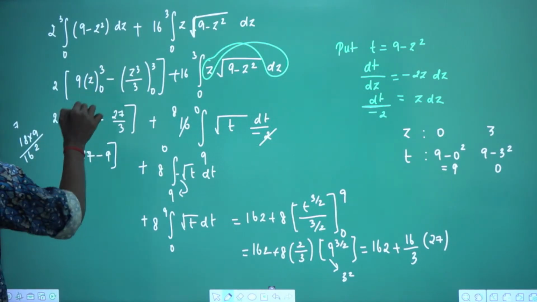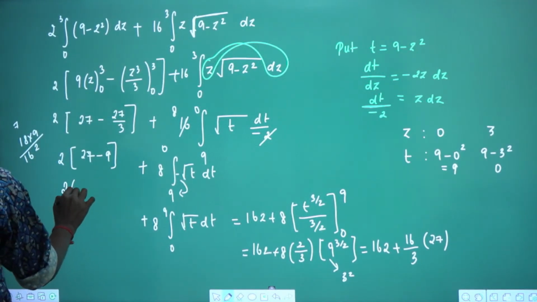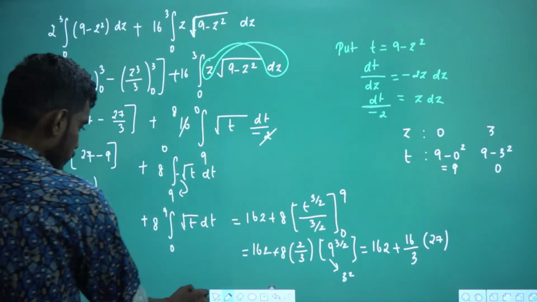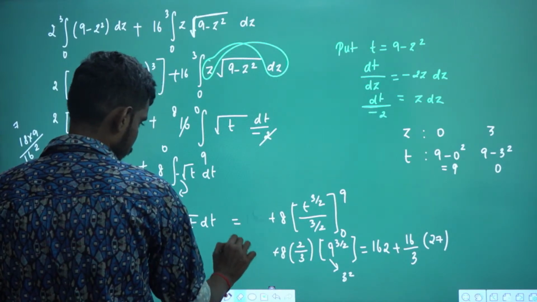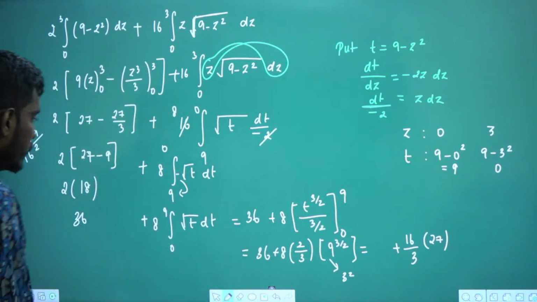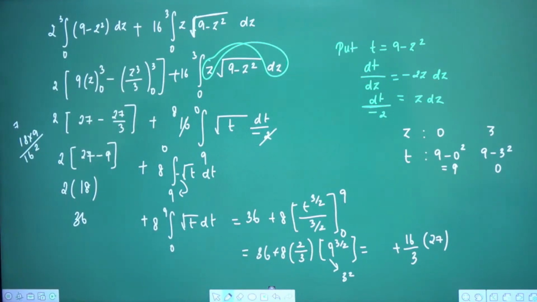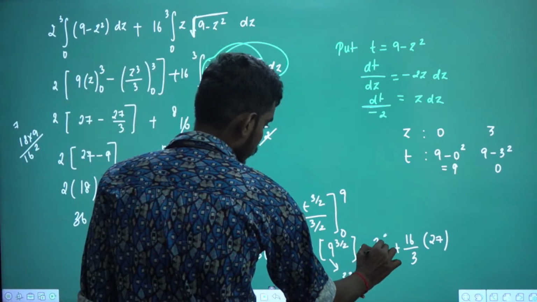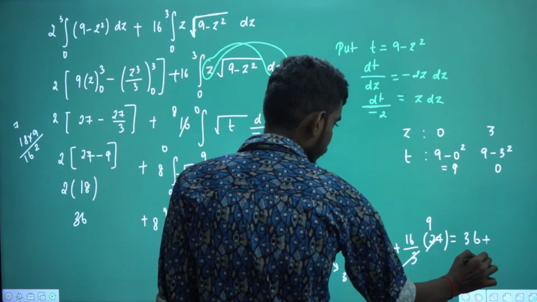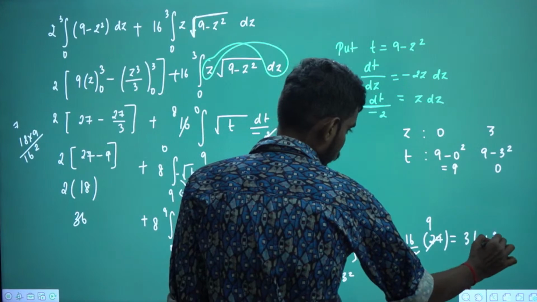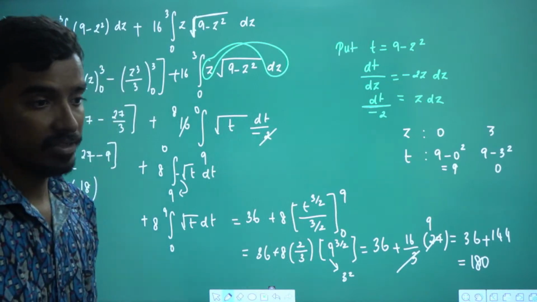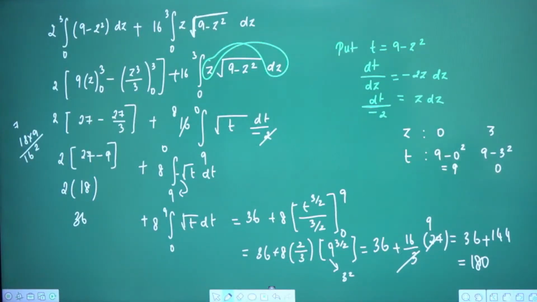So 2 times 9, 2 times 27 minus 9 will be 36, with 36, right? So 3 ones are 3, 9 nines are... it will be 36 plus 16 nines are, it is 144. So yes, 180 is your volume integral. Is it clear up to now? So 180 is your volume integral, right?